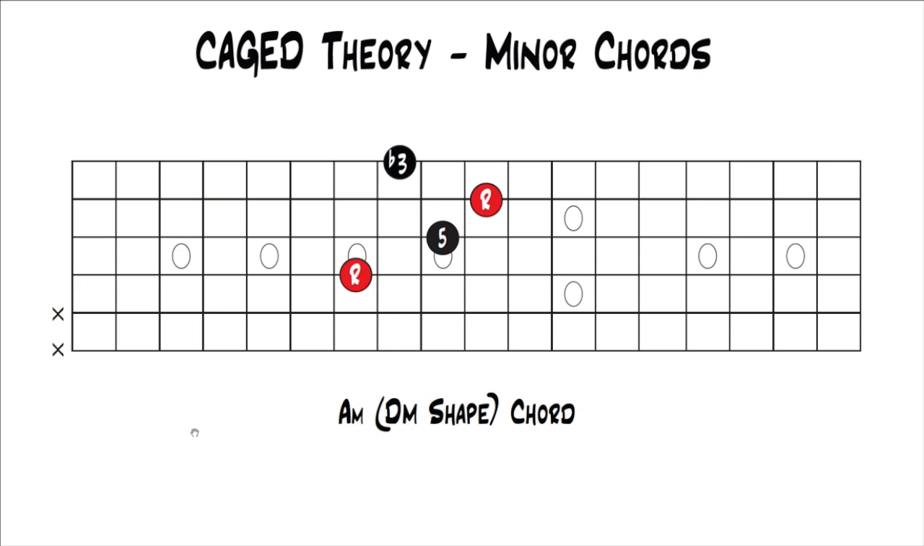And again, we can move this anywhere up the fretboard. If we move our lowest note up to the 7th fret, we'd be on A. Our root notes would be on A, so we'd have an A minor chord using the D minor shape.